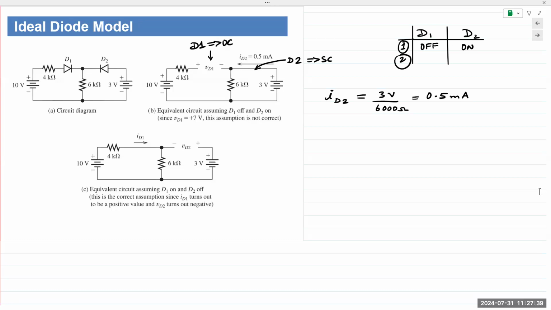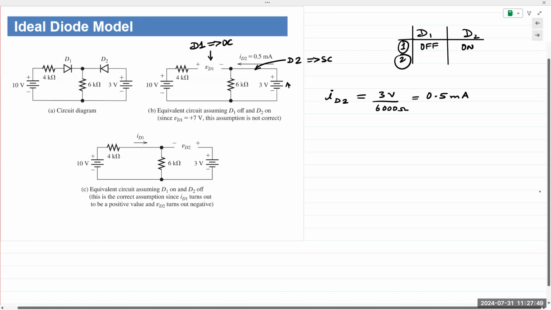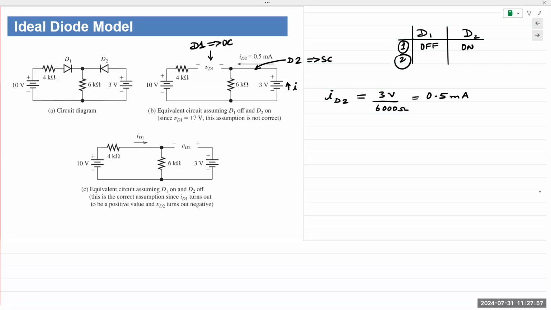So current is flowing through there. Maybe my assumption might be correct, because if diode D2 is on, current should be flowing in that direction, right? Current flows through this direction from minus to plus. Some assumption may be valid. Who knows? Let's look at the second one.